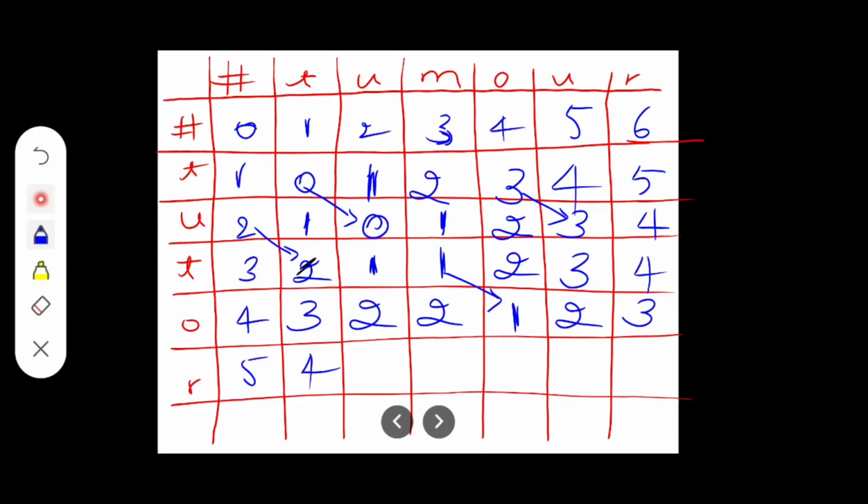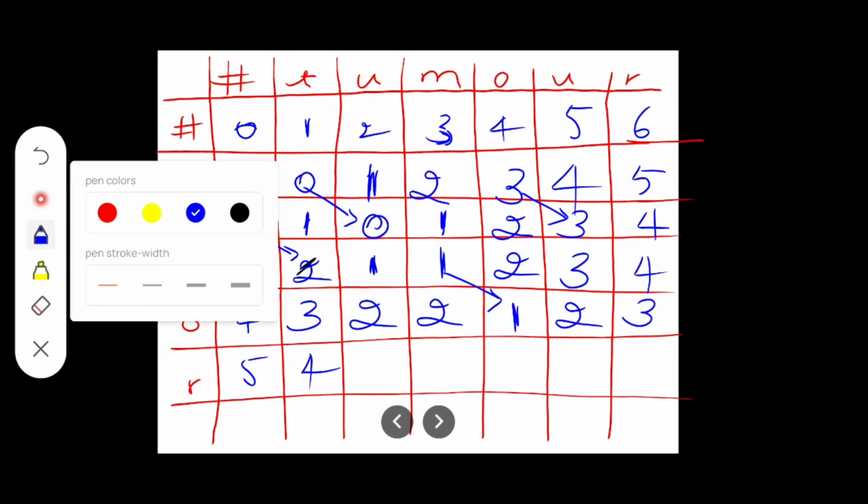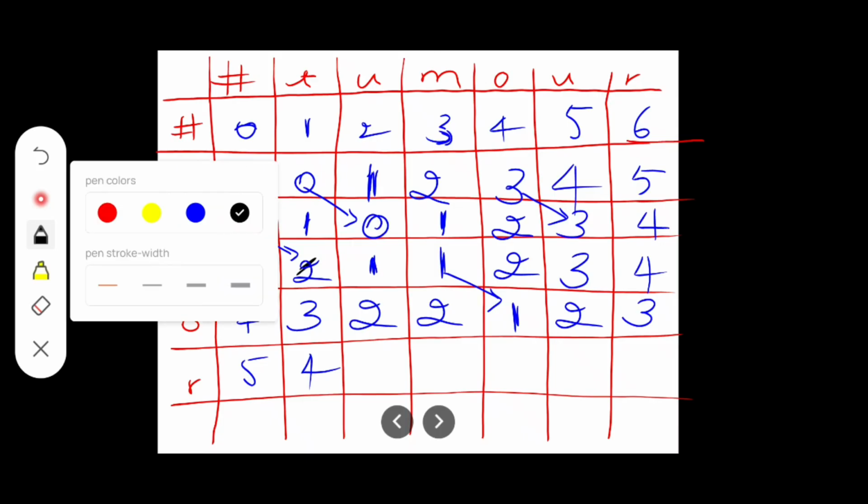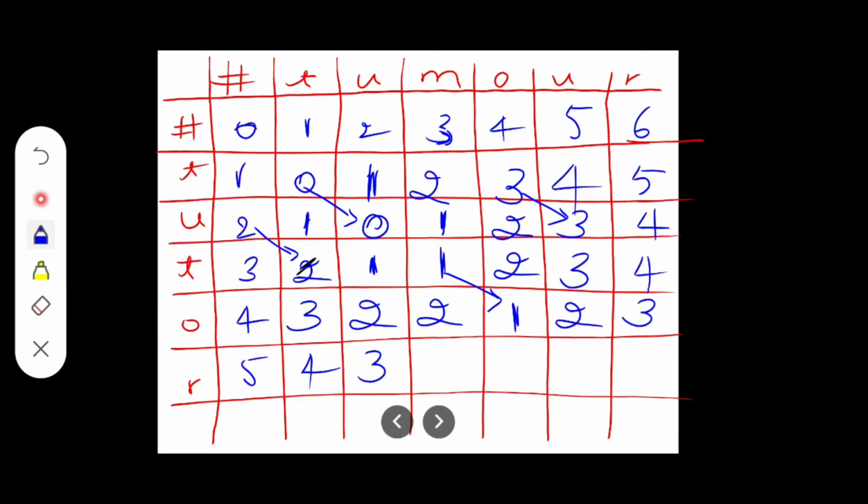Again, R is compared with U. So R and U are not equal. So I have to fill this box. So I have to consider this entire set. Which is the minimum element? 2, 3 and 4. 2 is the minimum element. So minimum element plus 1 is 2 plus 1. That is what? It is 3. So I'll be taking 3 here.